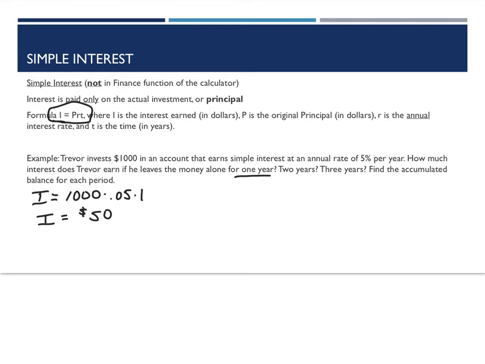Now, what if he leaves the money alone for 2 years? If he leaves the money alone for 2 years, then this first one didn't happen. Interest is only computed one time, and that's at the end, if we're talking about simple interest. So he puts in $1,000, he gets 5% interest a year. This time he leaves it for 2 years. The interest that he gets back if he leaves his money alone for 2 years is $100.